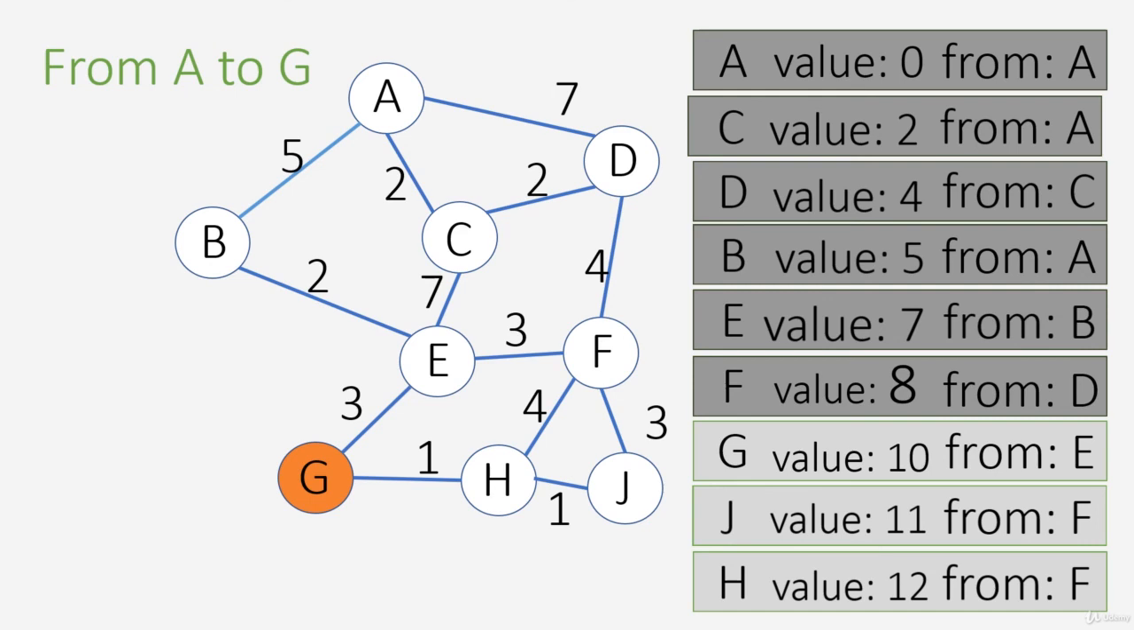So now I can reconstruct this path by looking at the nodes that I visited. So I got to G from E, I got to E from B, and I got to B from A. And that is our shortest path.